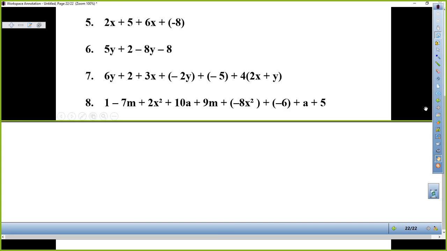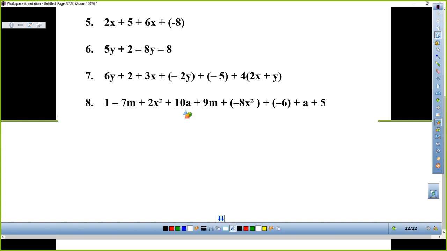Alright, there's number 8. And number 8 reads: 1 minus 7m plus 2x squared plus 10a plus 9m plus negative 8x squared plus negative 6 plus a plus 5. Even if you already did it on the weekend, do it again, please, so you can get some practice. Copy that and go.